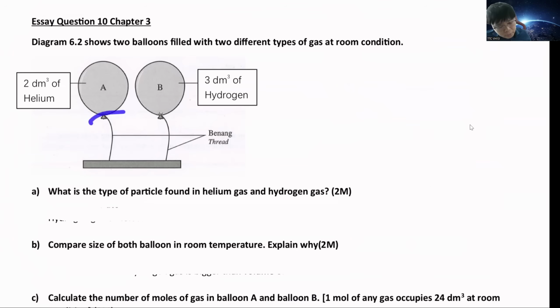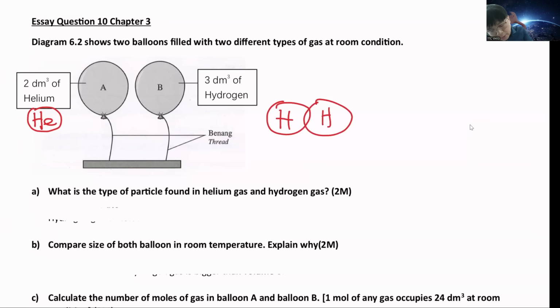So they'll give you 2 balloons. One balloon is 2 dm³ of helium. One balloon is 3 dm³ of helium. So you need to know that helium is group 18. They are monoatomic. Hydrogen gas is diatomic because hydrogen is not stable. They have to share electrons to be stable. So they'll ask you what type of particle. Helium gas is atom. Hydrogen gas is molecule. You get 2 marks here.